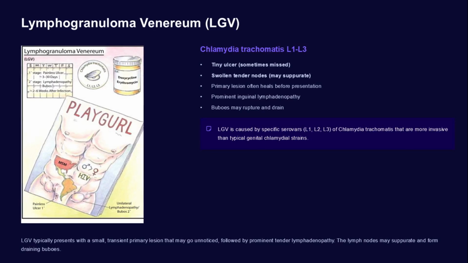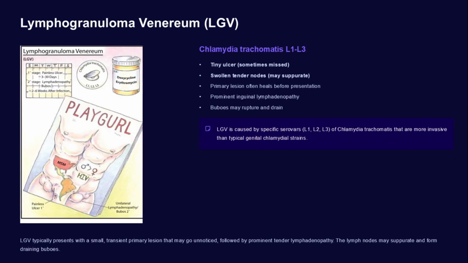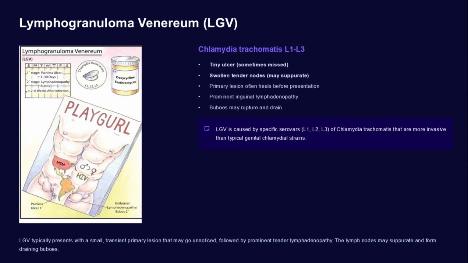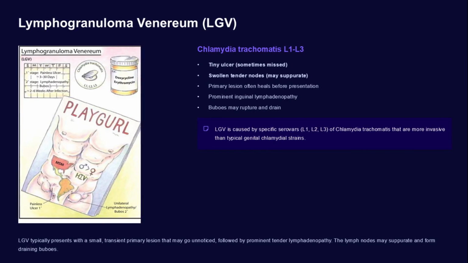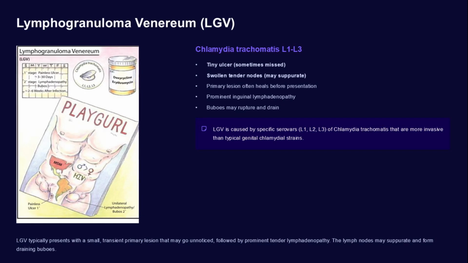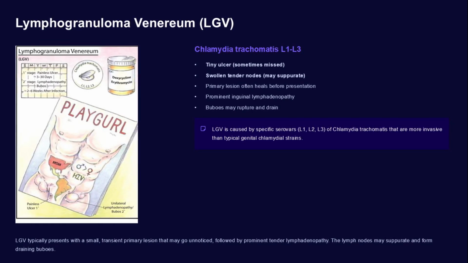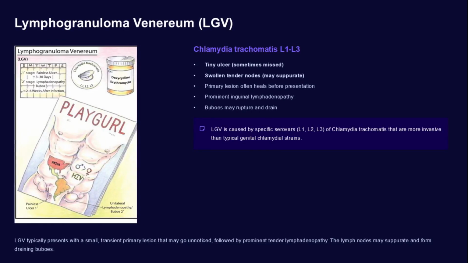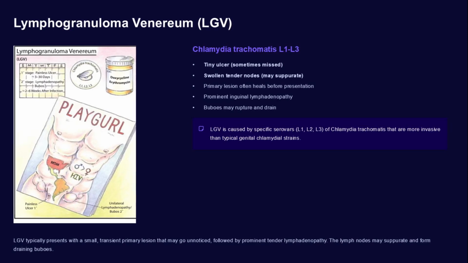LGV typically presents with a small, transient primary lesion that may go unnoticed, followed by prominent tender lymphadenopathy. The lymph nodes may rupture and drain. LGV is caused by specific serovars of Chlamydia trachomatis that are more invasive than typical genital chlamydial strains.